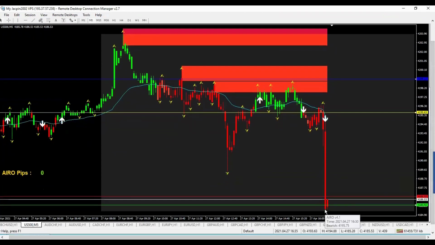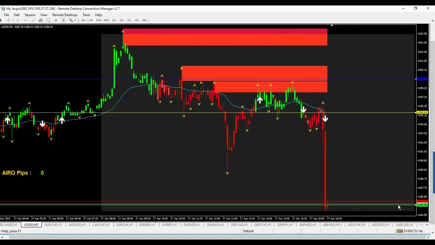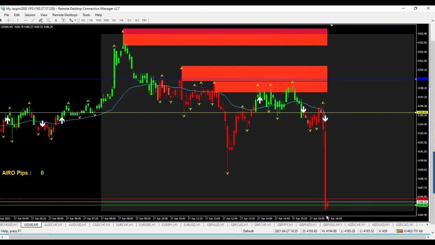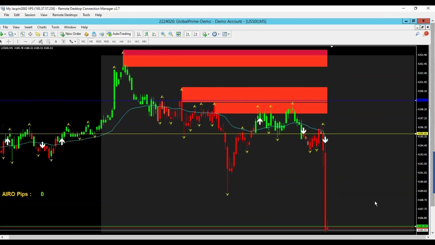You see how this M5 just closed below my 23.6 off the H1? Because it closed below that 23.6, it will go to 38.2 on the fib line. It will do that. So now what I want to see is my entry. How am I going to get into this?